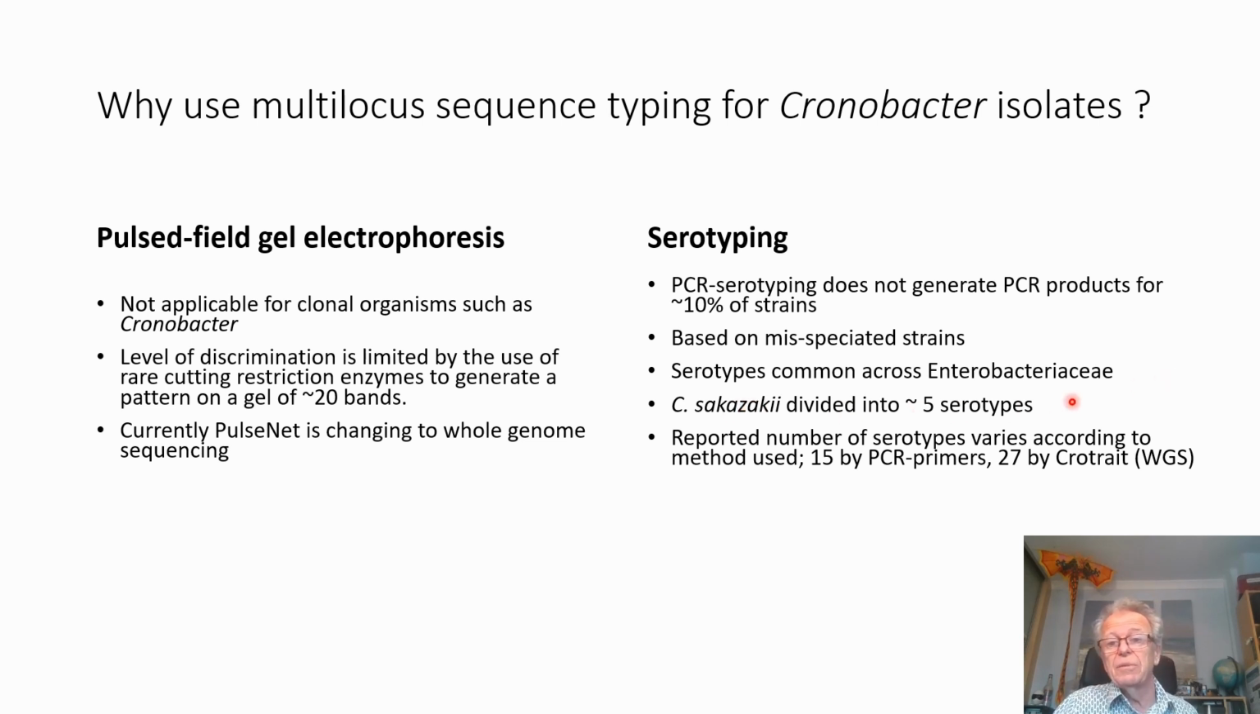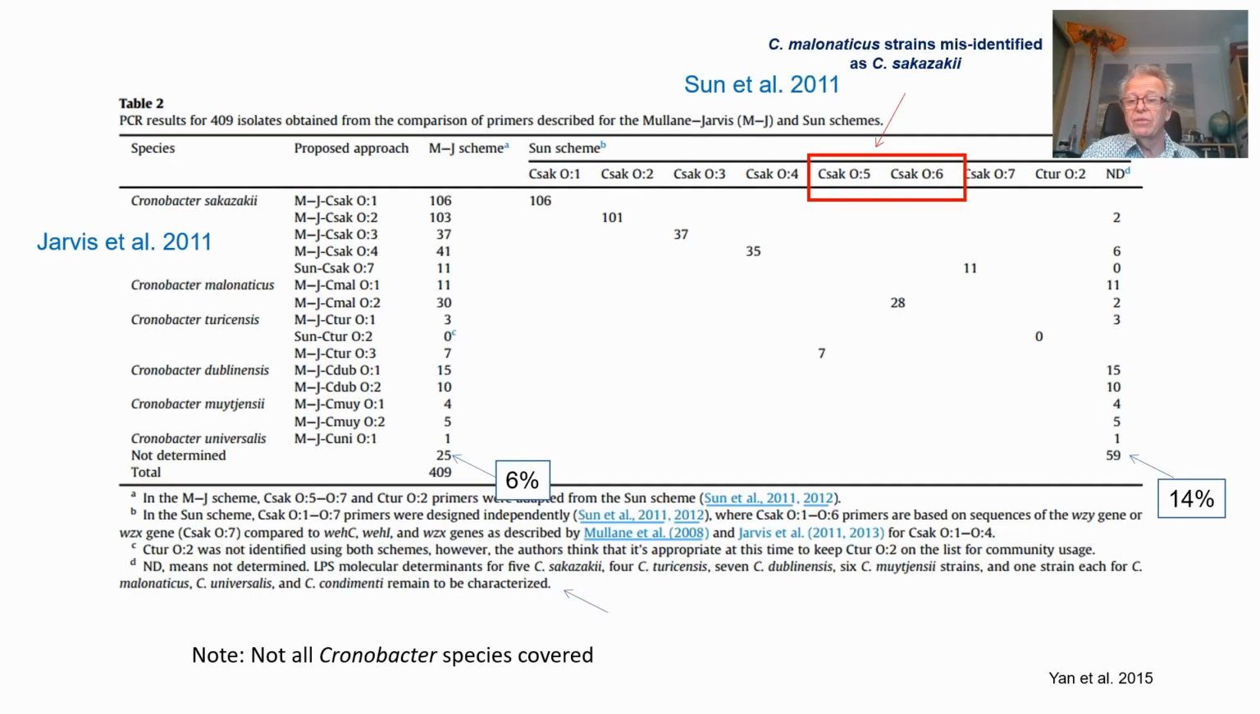Sakazakii is divided into about 5 serotypes. That's not very many. And in actual fact, the total number of serotypes varies according to the method you use. If you use PCR primers, then you can differentiate up to about 15. But if you use whole genome sequencing using the software Crotrait, then you can divide up to 27. So the number of serotypes varies on your method, so it's not standard. And there's also no centralization.